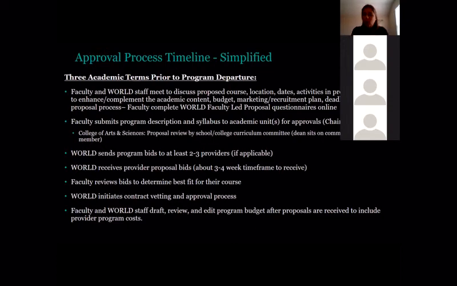Our office will send out bids to study abroad providers, at least 2, if not 3 or 4, depending on how many options we might have available for that location. We'll submit those bids on your behalf. Once we get those in, it usually takes about 3 to 4 weeks, depending on the time of year. We will send those proposals to you all at once, so you get them all in one email so you can compare them all at the same time.